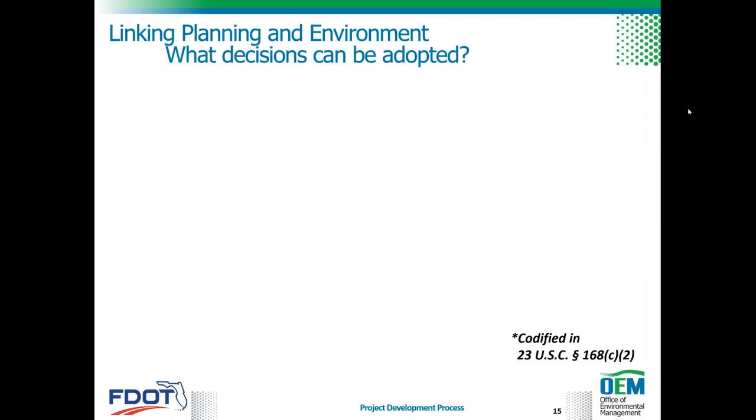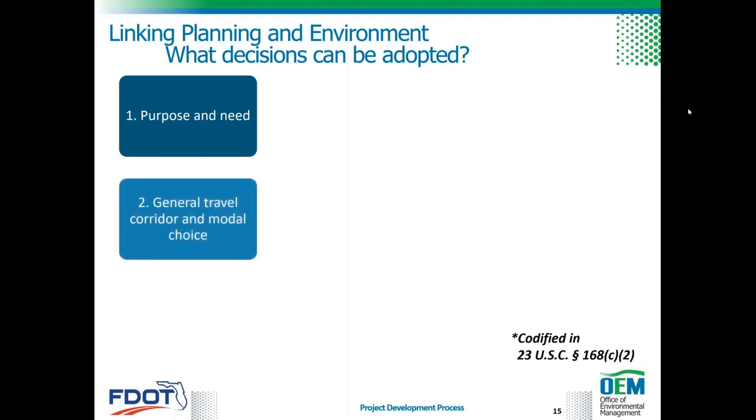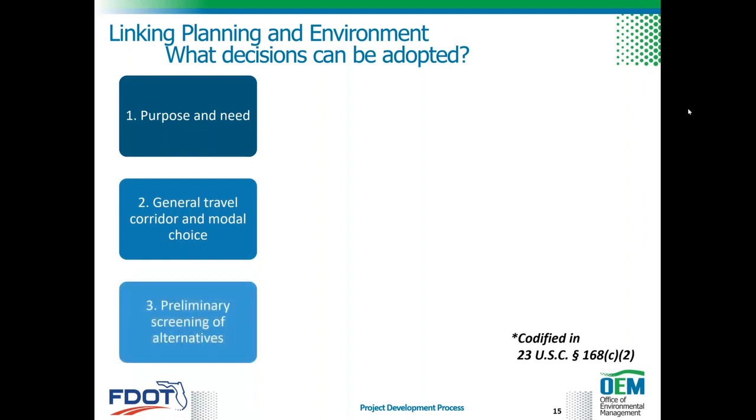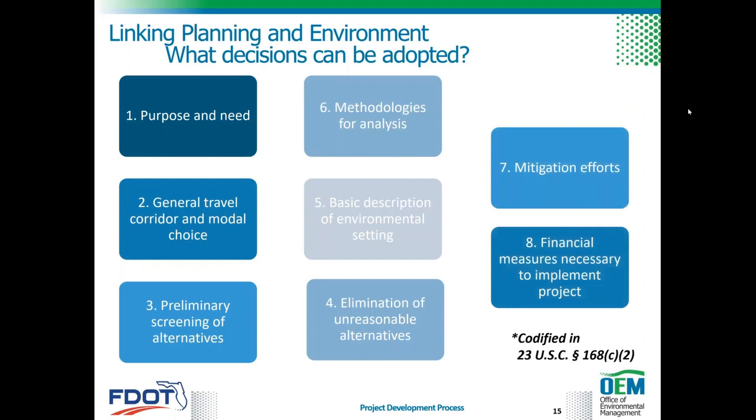Okay, so planning and environmental linkage, or PEL. So what decisions can be adopted? Different results or decisions from a state, systems-level, corridor, or sub-area planning study may be used in the NEPA analysis if they meet certain conditions. These decisions include, but are not limited to, the purpose and need for the proposed action, general travel corridor or modal choice, preliminary screening of alternatives, methodologies for analysis, basic description of the environmental setting, the elimination of unreasonable alternatives, mitigation efforts, and financial measures necessary to implement the project.